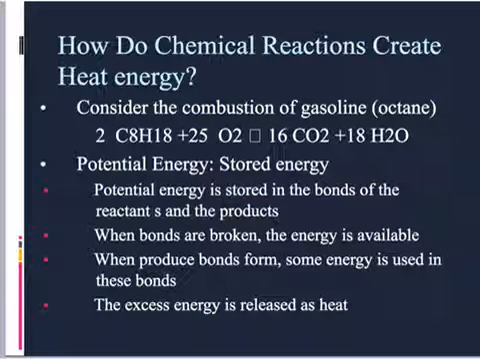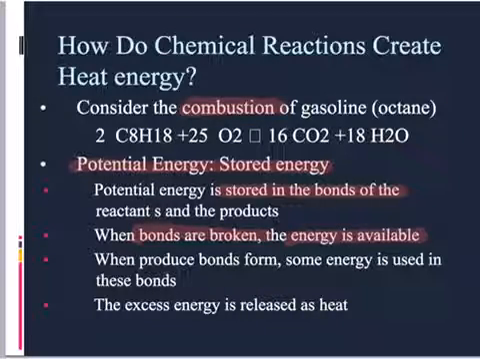I'm going to go through these next parts a little bit quickly just because there's some notes that we've already covered. So we already know that a combustion reaction is going to give off energy. And so how do chemical reactions create energy? Well, the energy is stored in the bonds, okay? And when the bonds are broken, that energy becomes available to us. And we already looked at that in the first semester. And so when we produce bonds, energy is used up. And sometimes we have excess energy that gets released as heat.